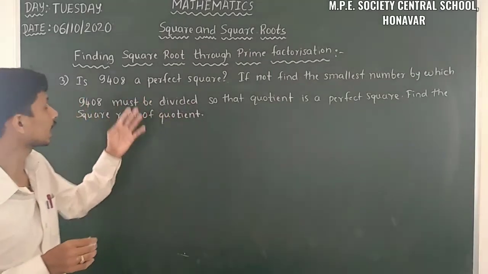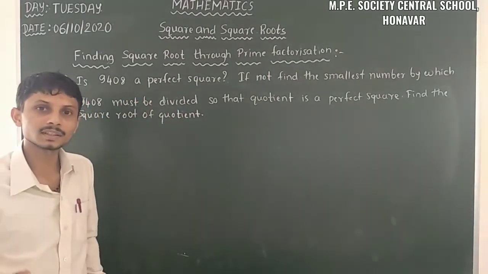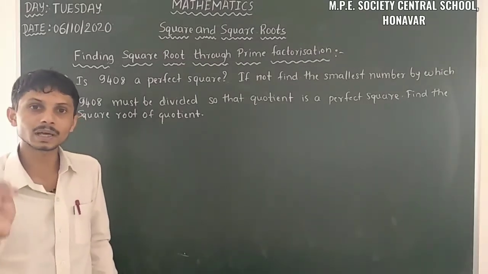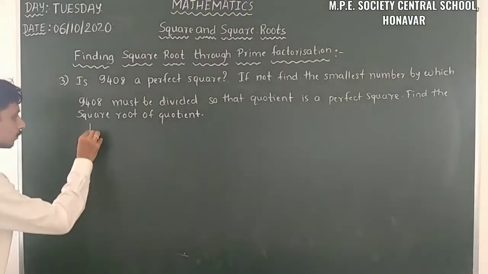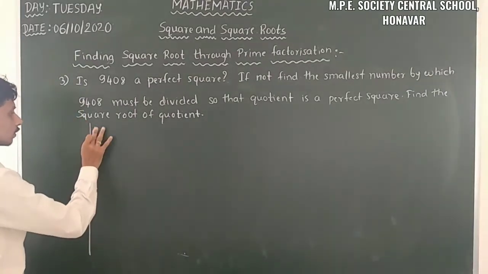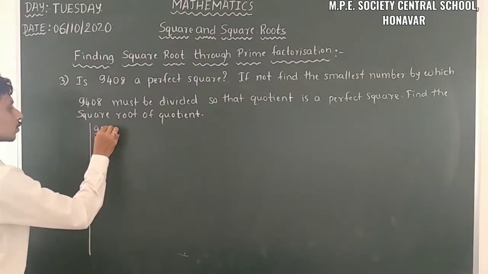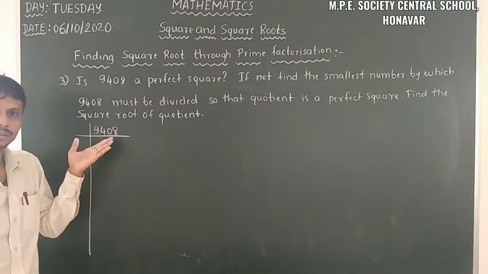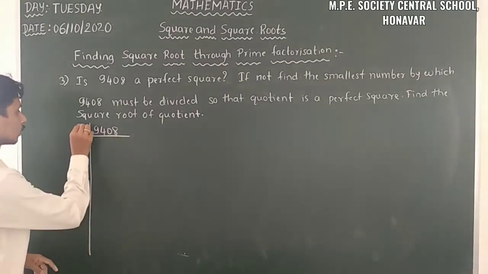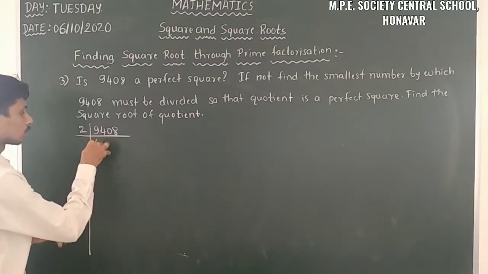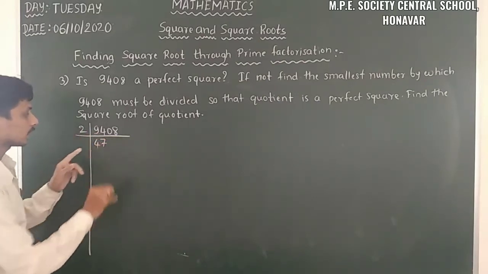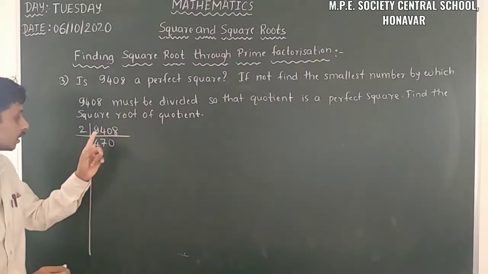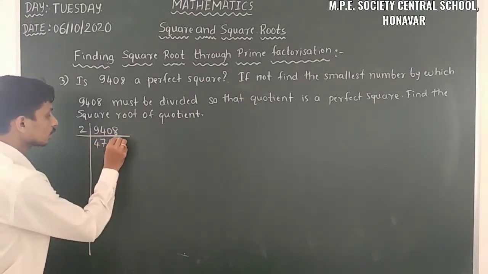So let us take 9408, take the prime factorization, and then find out whether it is a perfect square or not. So I will take 9408. Yes, it is an even number, so you can take 2. So 2 into 4, 8. Then 1 remains, 2 into 7, 14. Here 0 remains as it is, so we can't divide 0 here. Then 8 means here it is a 4.